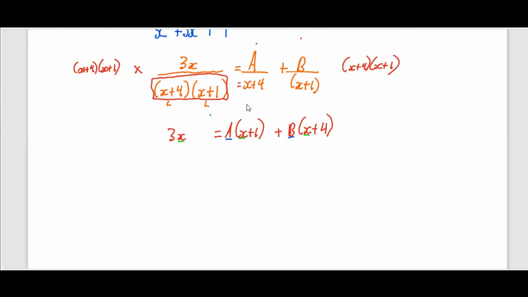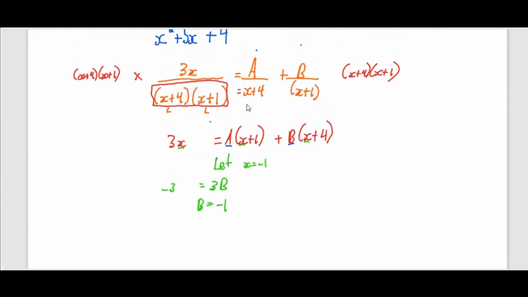Look at A. Remember, 0 times anything will disappear, right? So you're trying to get A to be 0. What value of x will get A to be 0? Well, -1, right? Then -1 plus 1 is 0. So you just say let x equal -1 and plug it in. 3 times -1 is -3. Obviously we know this is going to go to 0, because that was the idea. -1 plus 4 is 3, so it'd be 3B.